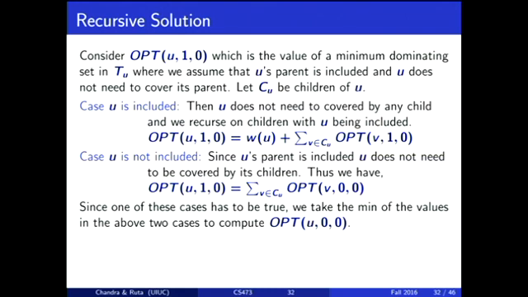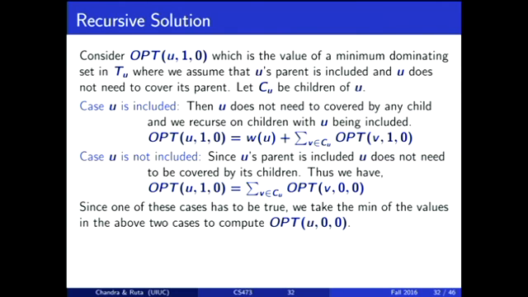What does U10 mean? U's parent is included, and in which case, I am not responsible for covering him. It's obvious here, but I'm not responsible for covering the parent. It anyway is included. So even here it's a little tricky. Let's go through the cases. What is opt U10? Again, there are two cases. Case one, U is included. If U is included, we pay for it. Then I recurse on my children saying that your parent is included. You don't have to cover me. Make sense?